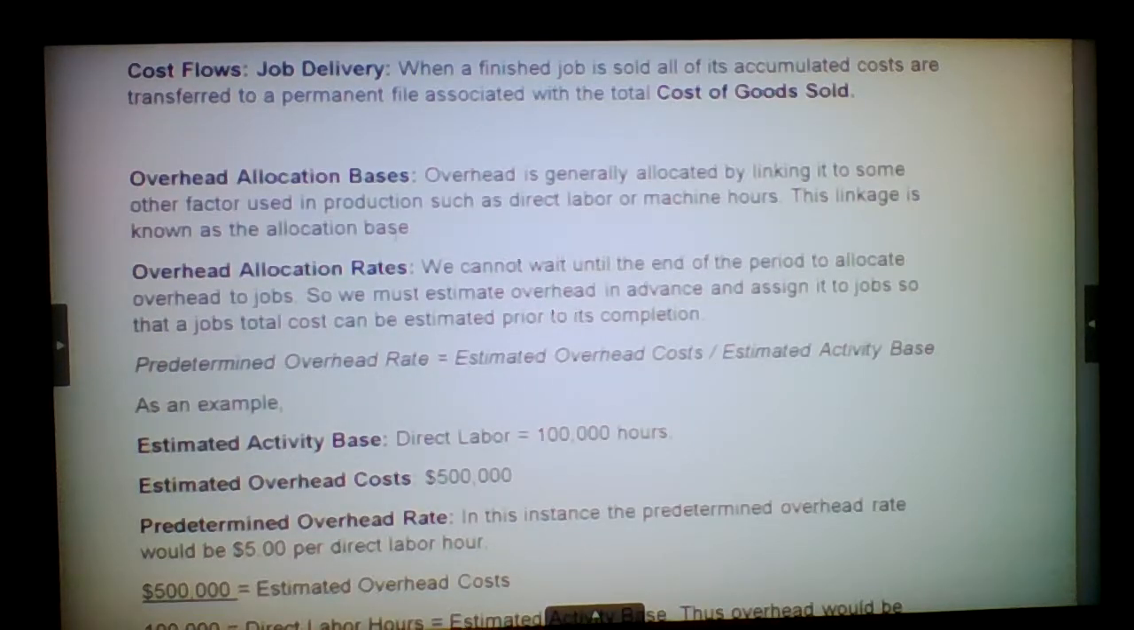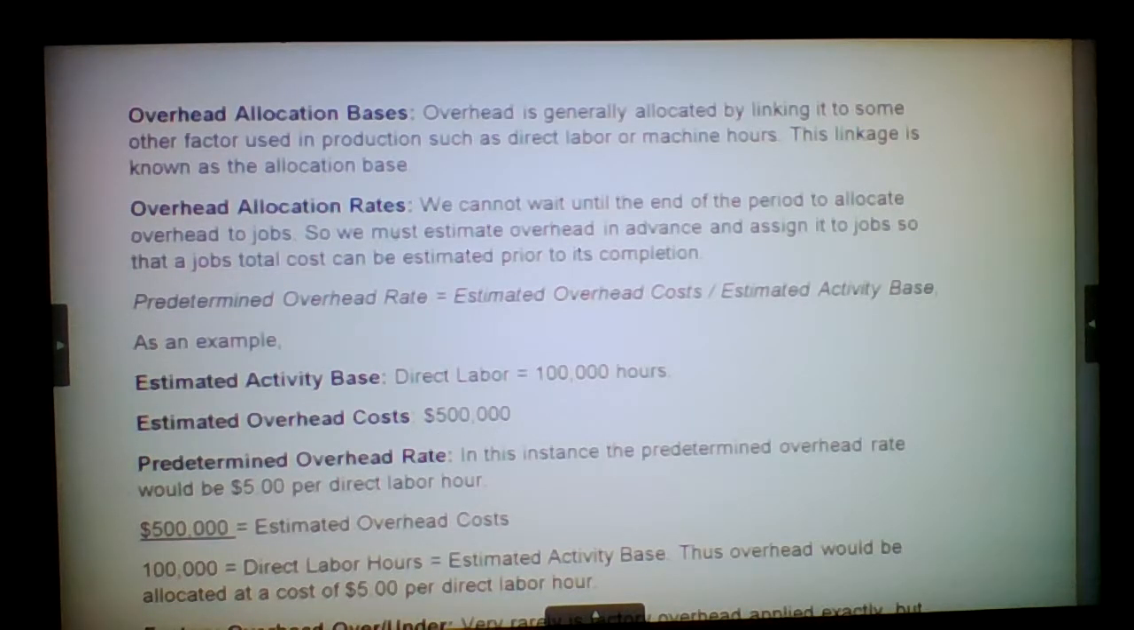Overhead allocation base. Overhead is generally allocated by linking it to some other factor used in production, such as direct labor or machine hours. This linkage is known as the allocation base. Overhead allocation rates. We cannot wait until the end of the period to allocate overhead to jobs, so we must estimate overhead in advance and assign it to jobs so that a job's total cost can be estimated prior to its completion. And here I have in italics how you would figure out your overhead rate.